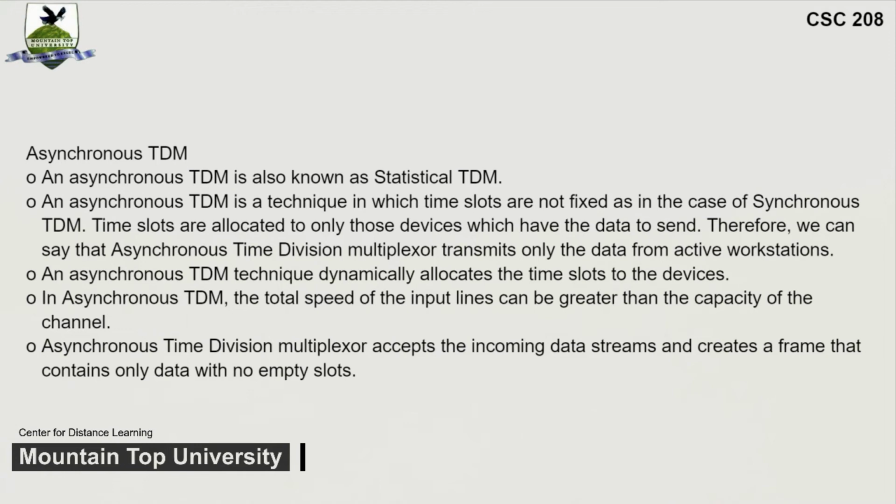An asynchronous TDM technique dynamically allocates the time slots to the devices. In asynchronous TDM, the total speed of the input lines can be greater than the capacity of the channel. Asynchronous time division multiplexer accepts the incoming data streams and creates a frame that contains only data with no empty slots.